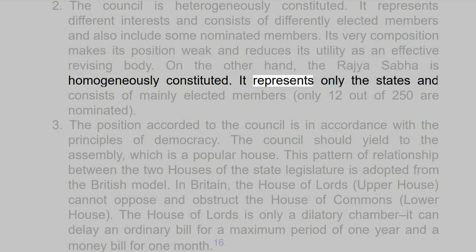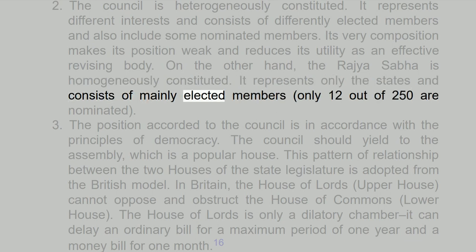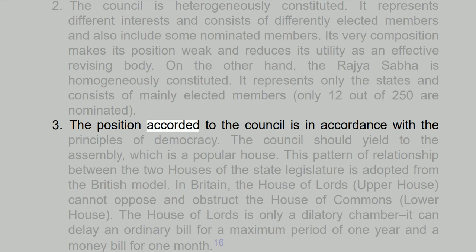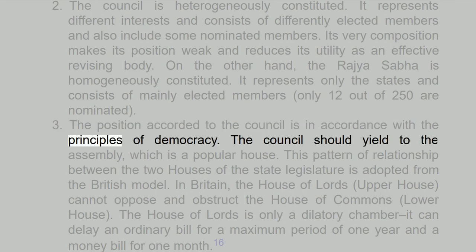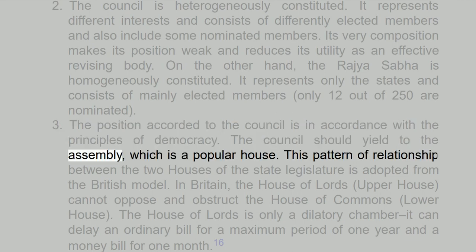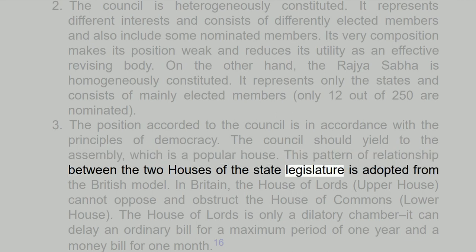It represents only the states and consists of mainly elected members. Only 12 out of 250 are nominated. 3. The position accorded to the council is in accordance with the principles of democracy. The council should yield to the assembly, which is a popular house. This pattern of relationship between the two houses of the state legislature is adopted from the British model.